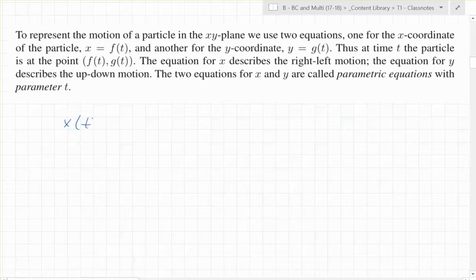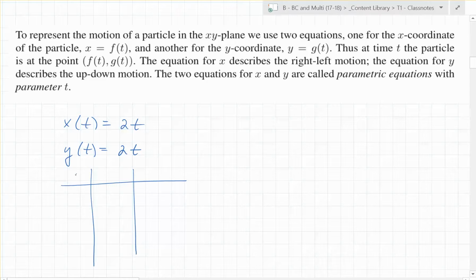x of t was 2t, and y of t was 2t. If I asked you to plot where that particle goes, how do you figure it out? If you're totally lost, what can you always make? A table. So the t value, the x value, and the y value. You pick some nice t values. How about 0, 1, 2, and 3?